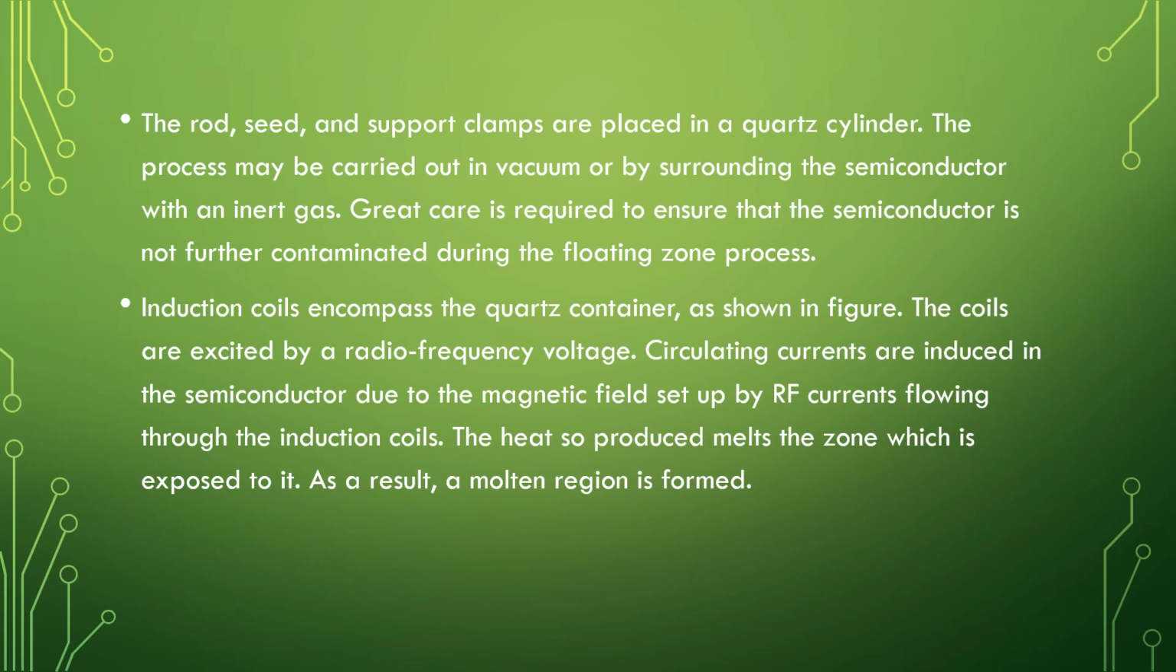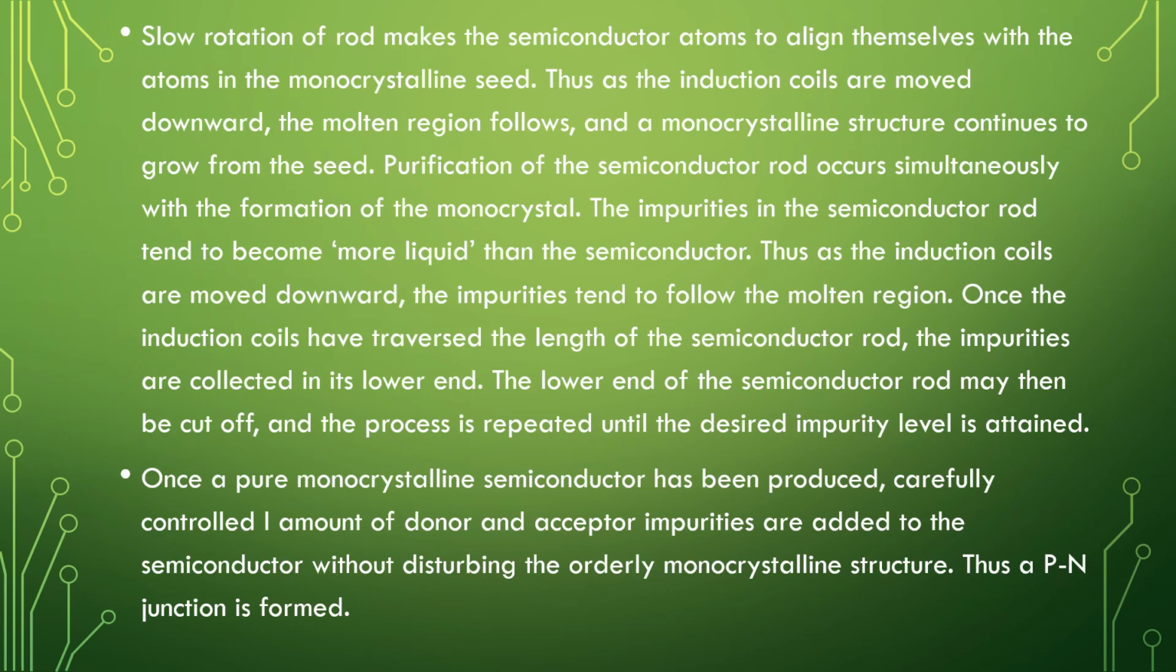The coils are excited by a radio frequency voltage. Circulating currents are induced in the semiconductor due to the magnetic field set up by the RF currents flowing through the induction coils. The heat so produced melts the zone which is exposed to it. As a result, a molten region is formed. Slow rotation of the rod makes the semiconductor atoms align themselves with the atoms in the monocrystalline seed. Thus, the induction coils are moved downward, the molten region follows, and a monocrystalline structure continues to grow from the seed.